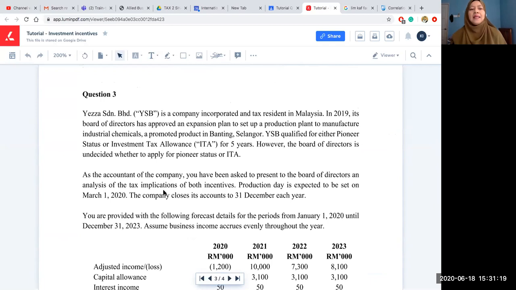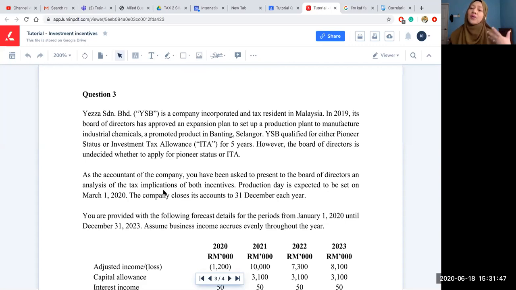Yeza Sdn Bhd (YSB) is a company incorporated and tax resident in Malaysia. In 2019, its board of directors has approved an expansion plan to set up a production plant to manufacture industrial chemical, a promoted product in Banting, Selangor. YSB qualified for either Pioneer or ITA for 5 years. However, the board is undecided whether to apply for Pioneer or ITA.